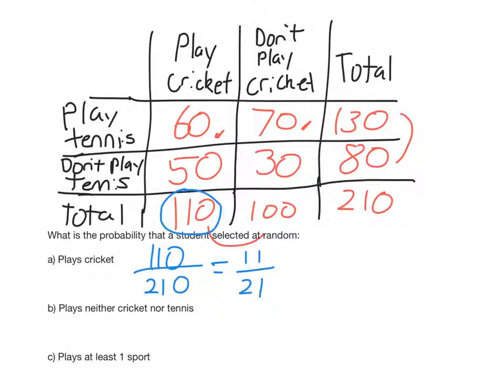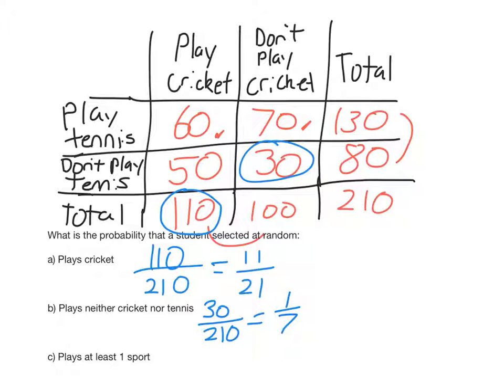What's the probability a student plays neither cricket nor tennis? We just have to find the cell, the square, that is not cricket and not tennis. So that's obviously here. There are 30 people who don't play cricket and also don't play tennis. So that would be 30 over 210, and we can simplify that again.